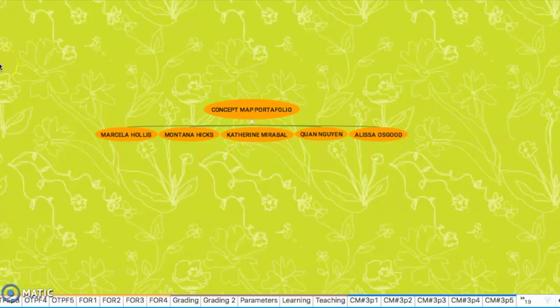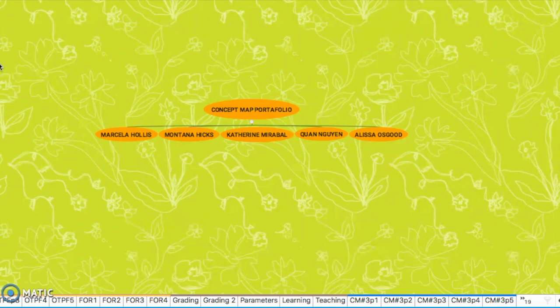Hello, and welcome to our Foundational Review Concept Map portfolio. We will be explaining the organization of this portfolio. These maps are primarily based off of chapters in our Radomski, Pedretti, and Sames textbooks, as well as the OTPF.